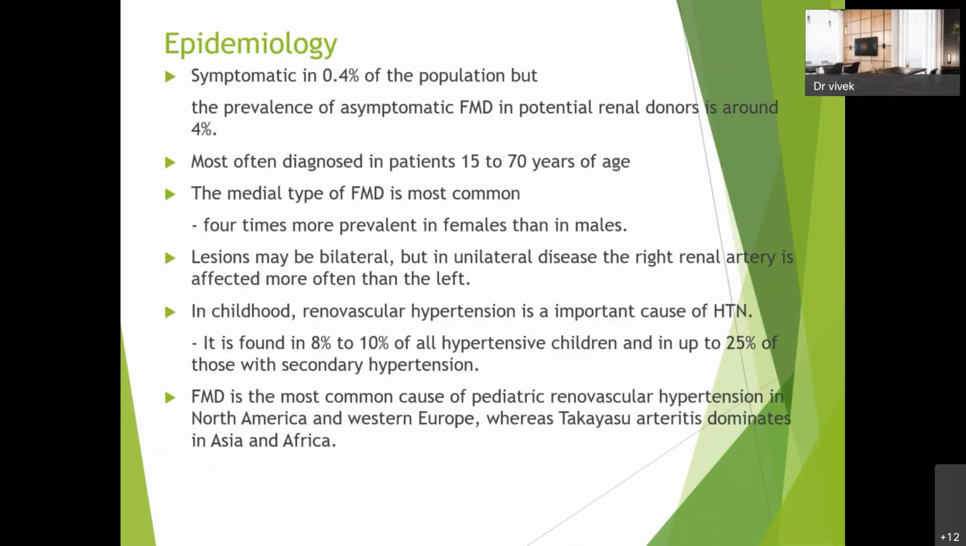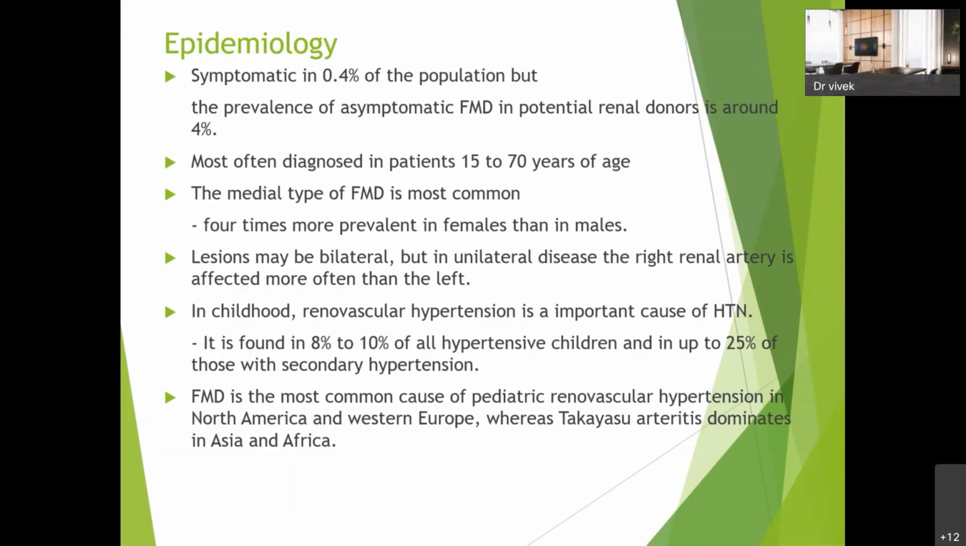Epidemiology: symptomatic fibromuscular renal artery stenosis is seen in up to 0.4% of the population, but the prevalence of asymptomatic fibromuscular dysplasia in potential renal artery donors is around 4%. It is most often diagnosed in patients between 15 to 70 years of age, but cases have been reported from infancy to up to the age of 89. The medial type of FMD is the most common type, with 4 times more prevalence in females than in males. In contrast, the less common intimal type is more prevalent in males. The lesion may be bilateral, but in unilateral disease, the right renal artery is most commonly affected.